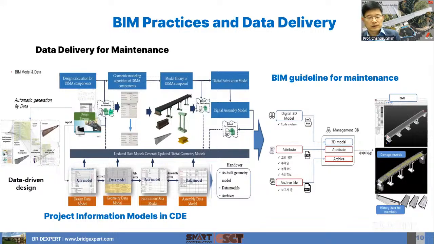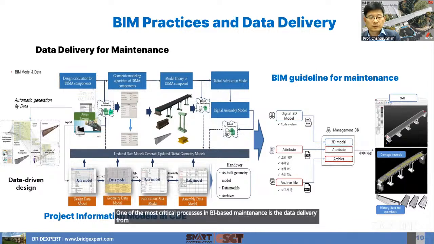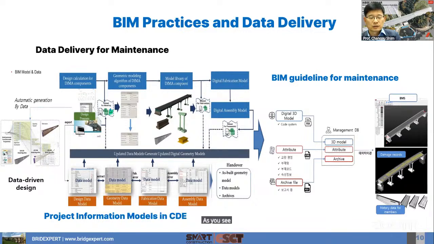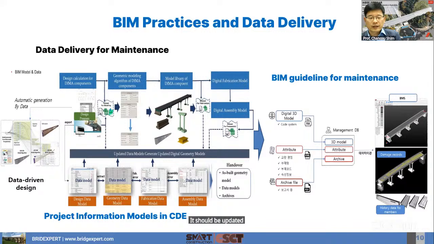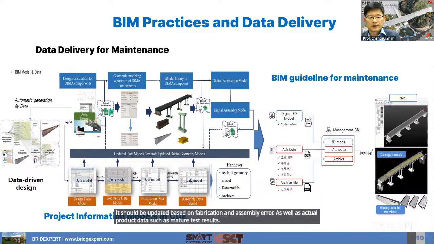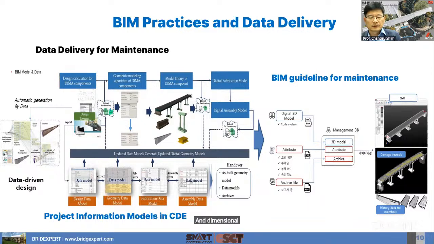One of the most critical processes in BIM-based maintenance is the data delivery from the project information model to the asset information model, as you see in this slide. During the bridge construction, the geometry model is not a rigid body. It should be updated based on fabrication and assembly error, as well as actual product data such as material test results, dimensional tolerances, and field inspection findings.